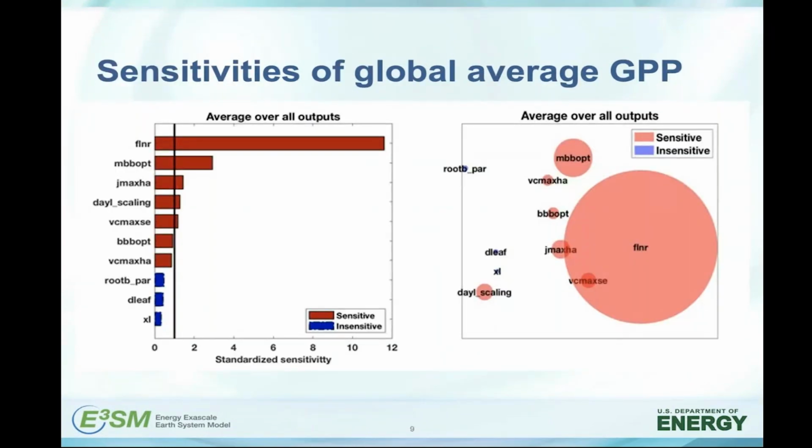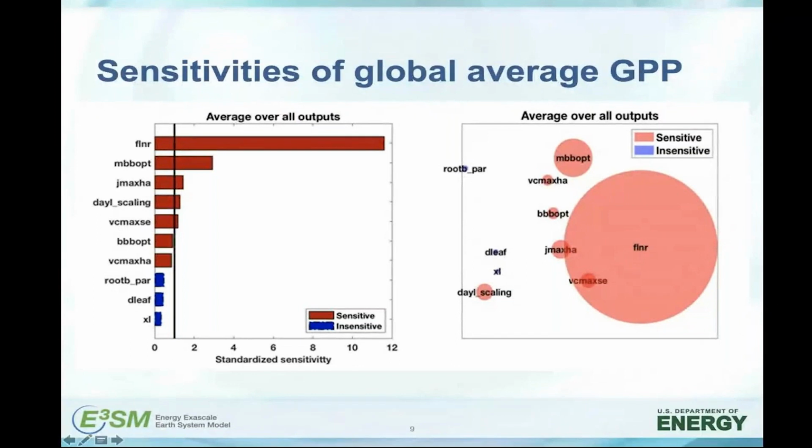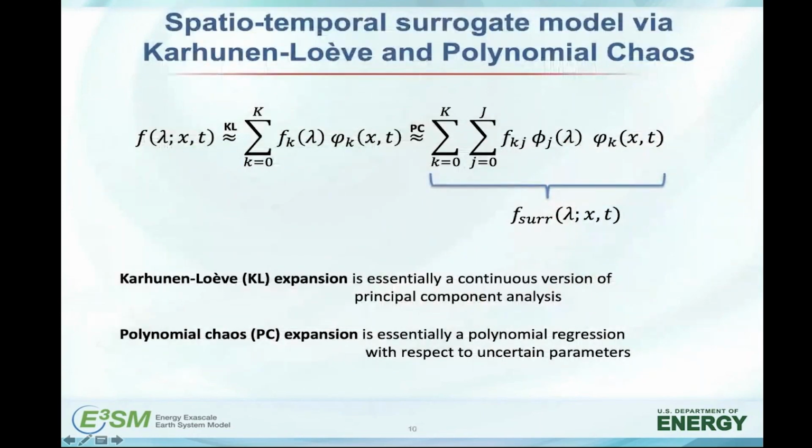So we did that first with just the globally averaged GPP. We took those ensemble members and we just calculated the global total GPP, and we can see the order of the sensitivity. This FLNR parameter here on the upper left tends to be by far the most sensitive parameter, but there are a number of parameters which are sensitive, including some of the model slope parameters and others. So on the next slide, I think this is where I'm going to hand it over to Khachik, and I'll talk a little bit more about the calibration and the dimension reduction approaches.